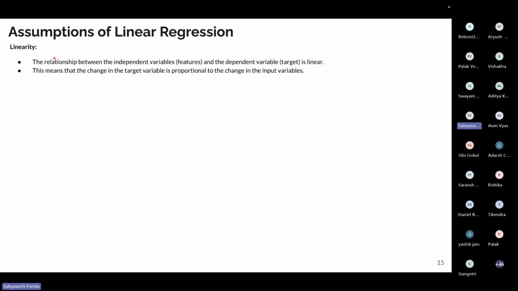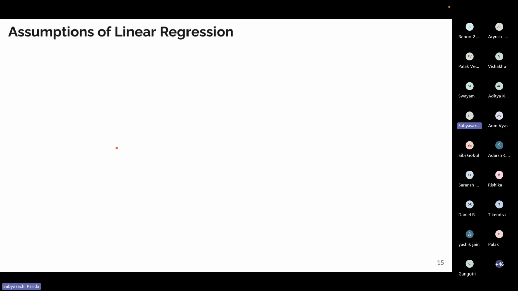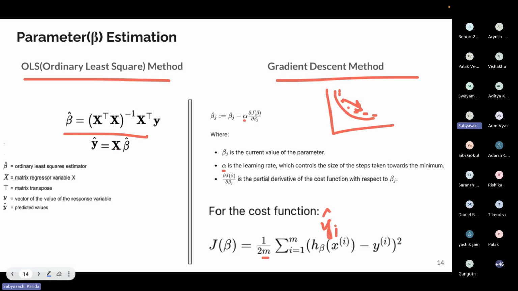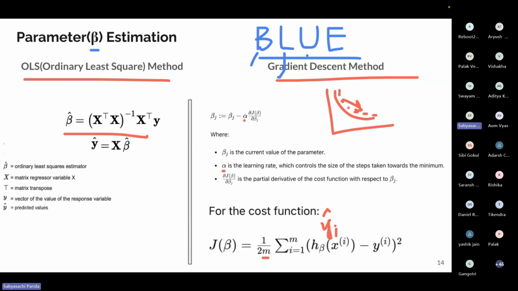There is another thing called BLUE. Let me write that in blue only. Best linear unbiased estimator. This has been coined by statisticians and follows the Gauss-Markov theorem: for beta to be a good estimator, it needs to be BLUE, where B is the best, L is linear because it's a linear model, and U is unbiased. It needs to be an unbiased estimator. So it needs to be BLUE.